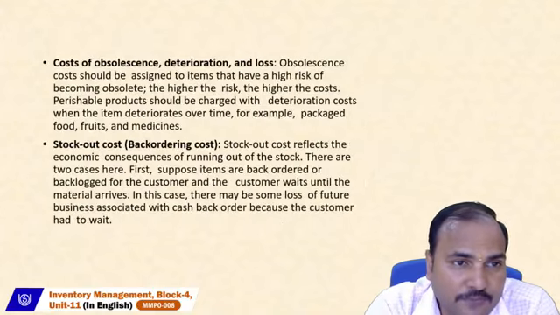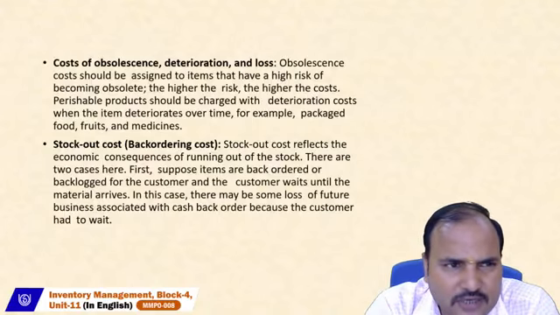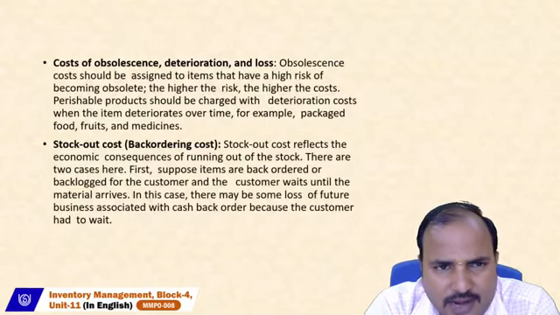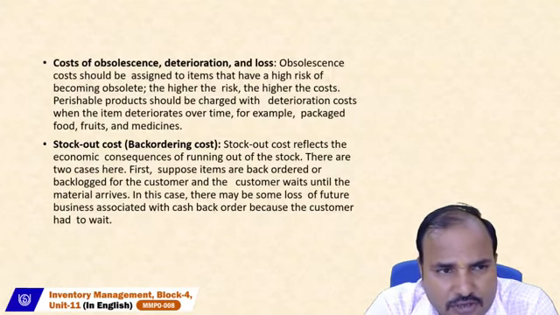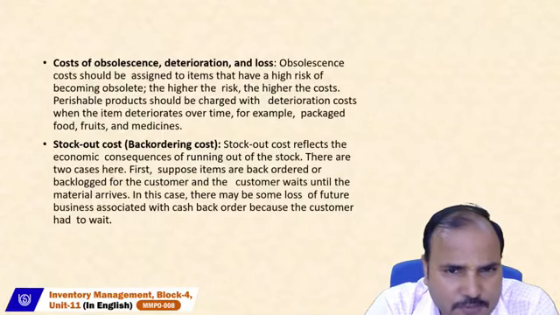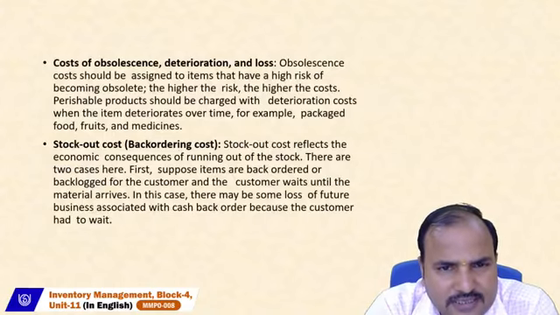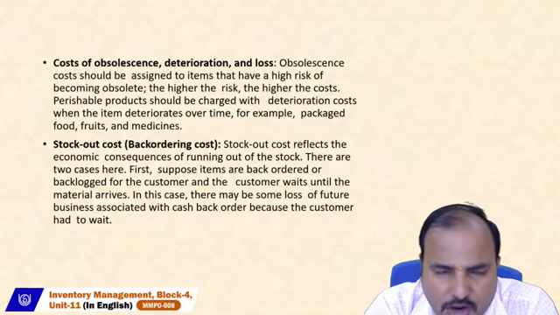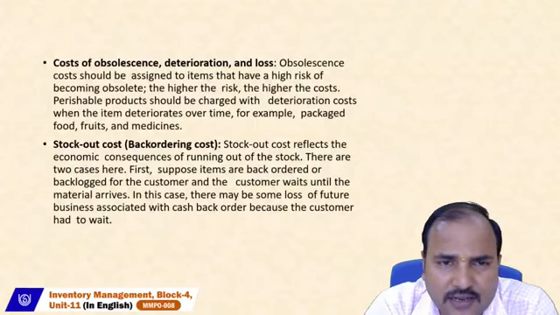Then another is cost of obsolescence, deterioration and loss. The obsolescence cost should be assigned to items that have a high risk of becoming obsolete. The higher the risk, the higher the cost. And perishable products should be charged with the deterioration cost when the item deteriorates over time. For example, packaged foods, fruits, and medicines, because they can become obsolete after some period. So there are some costs involved in this, that is known as your cost of obsolescence, deterioration, and loss.